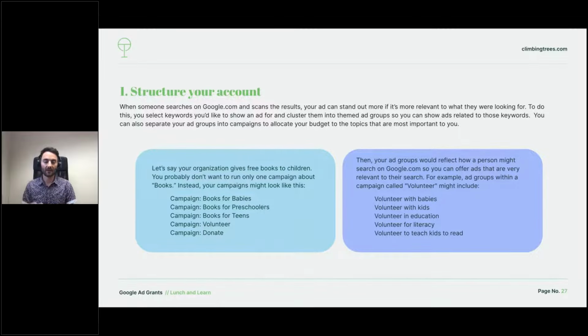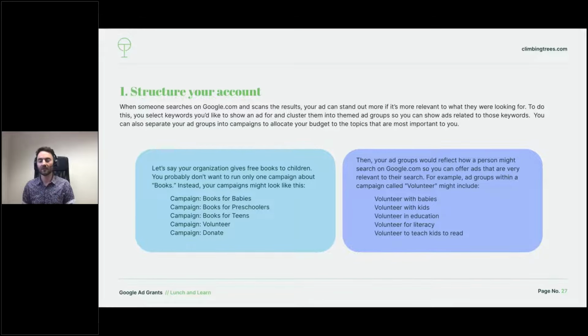Then within those campaigns, you'd be splitting out by nuance. If you look on the right-hand side, you can see we've split out that volunteer campaign into some different search intents that people might have. Volunteering with babies or kids, volunteering for literacy, and these are examples of different ad groups within the account.